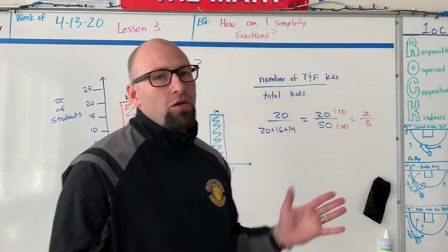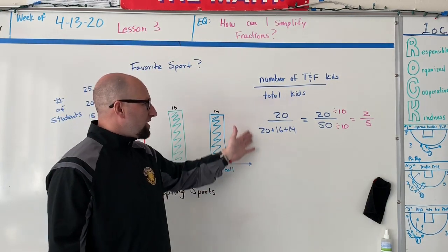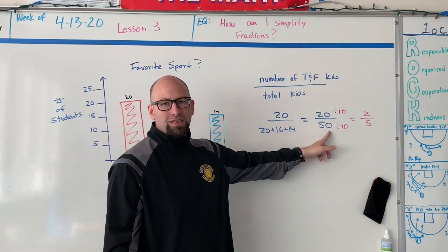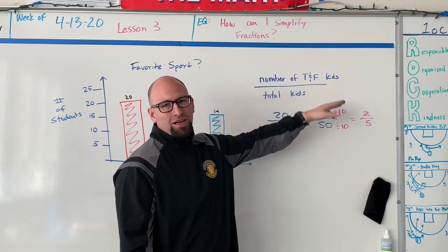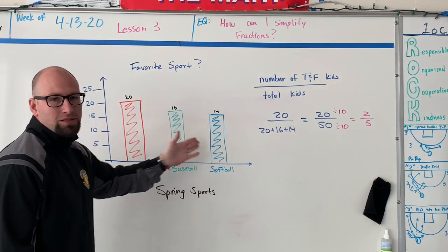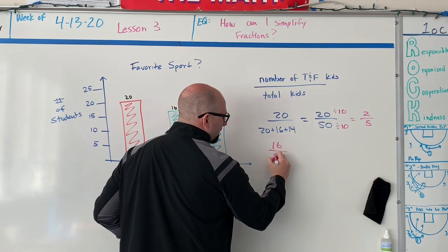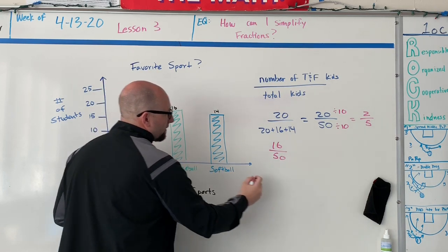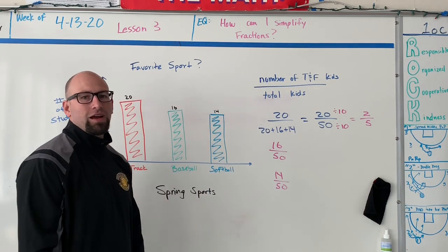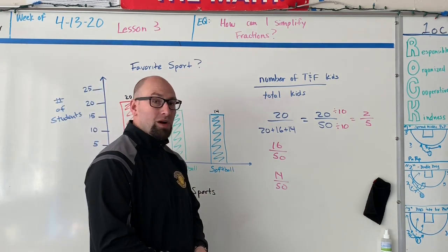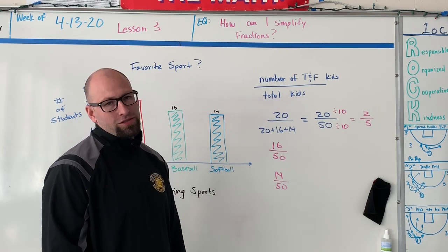So then I want to ask you, what would it be if we did baseball or softball? What would we change here? Well, we know the total number of kids isn't going to change. The only thing that changes is the number of track and field kids, because now we're not talking about track and field, maybe we're talking about baseball. So for baseball, it'd be 16 over 50. And for softball, it'd be 14 over 50. Now my challenge to you is I want you to pause the video and simplify each of these fractions.